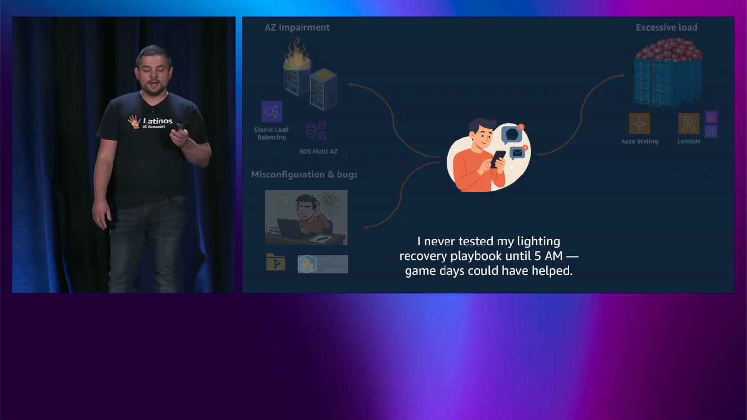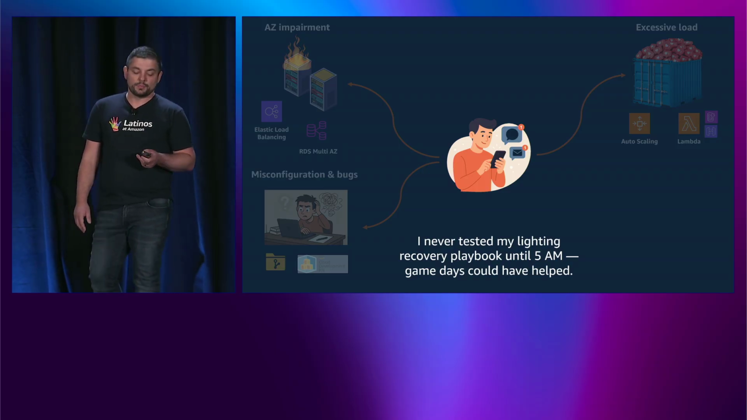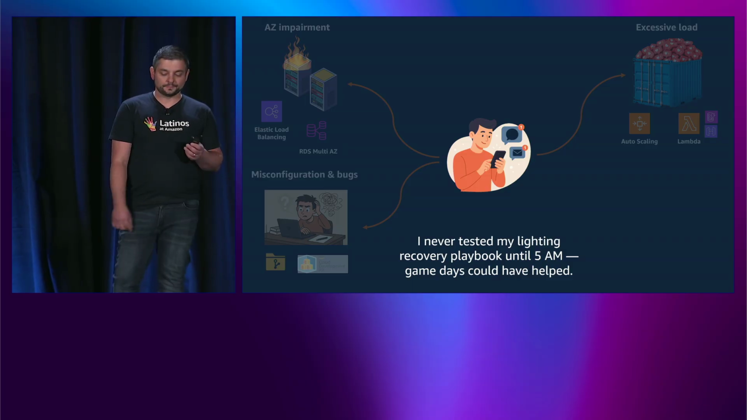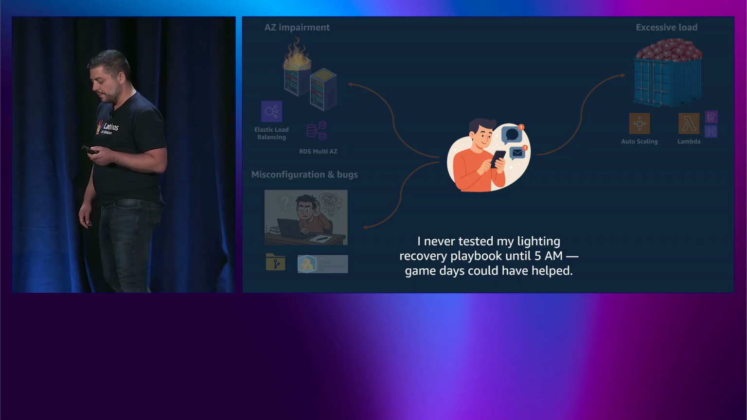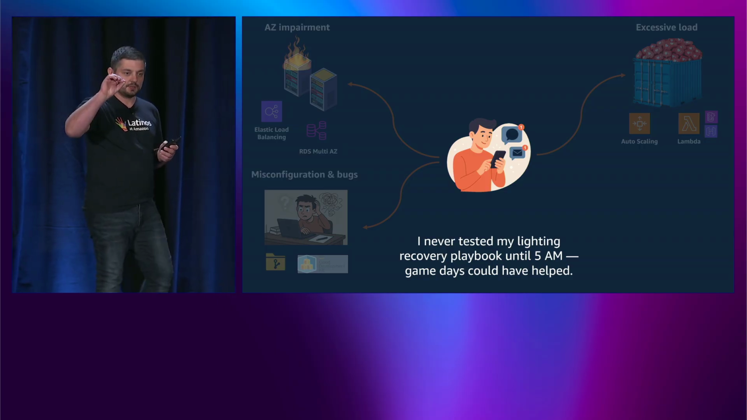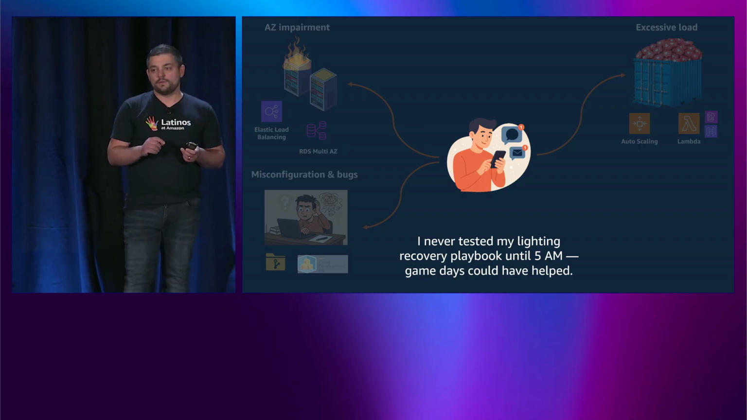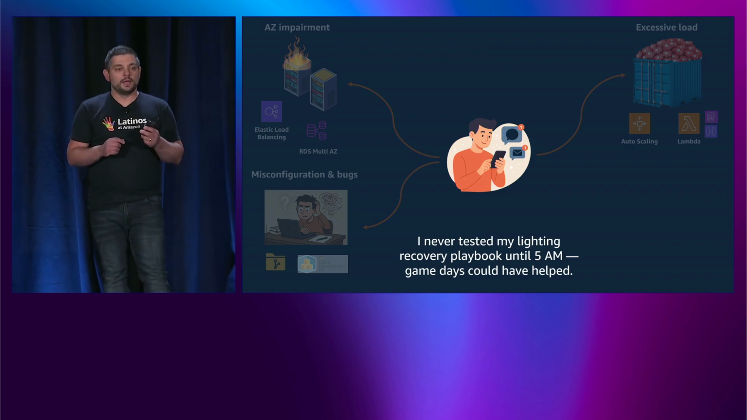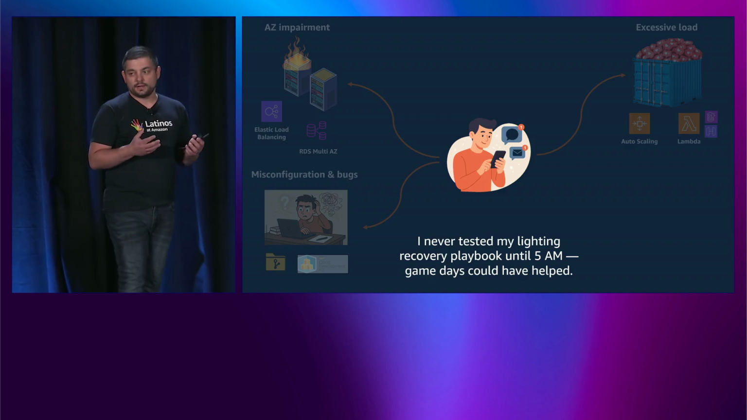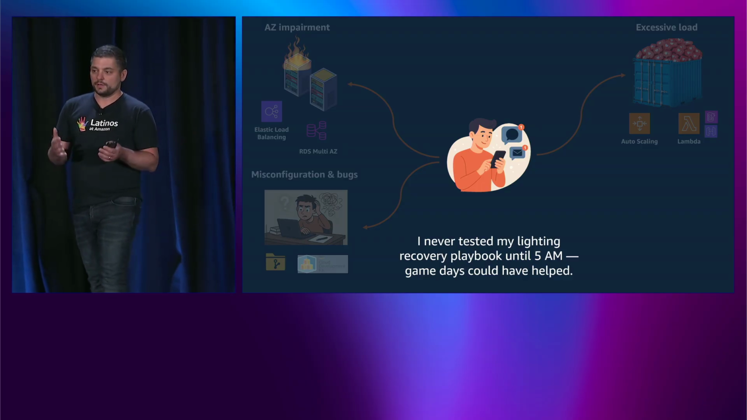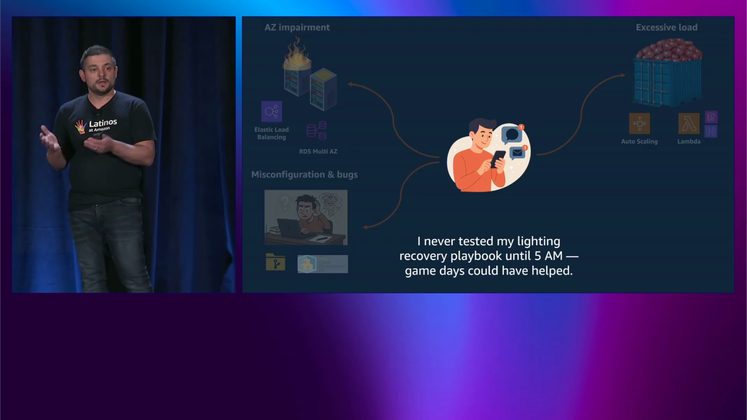And lastly, "I never tested my lighting recovery playbook until 5 a.m." So game days could have helped the family. Think with me. If you remember, the network for the switches was failing, right? But my wife was not aware that using an app could have turned on the lights. That's why game day is really important. In my case it's the family, but you can have the whole company get together to understand, if there's a bad day, what should I do?